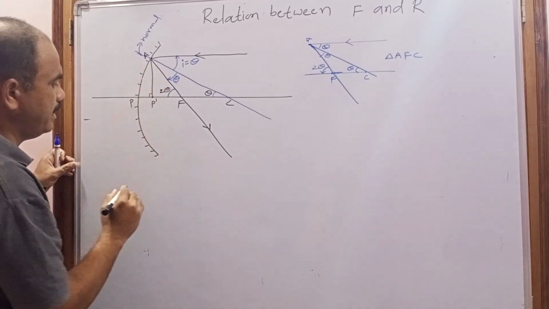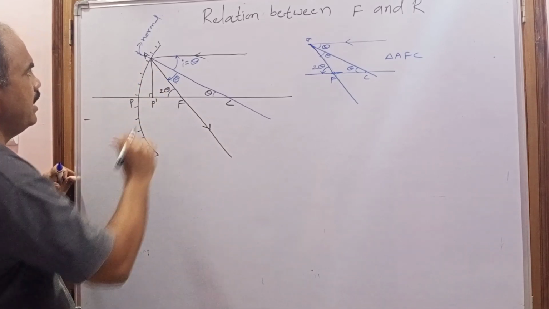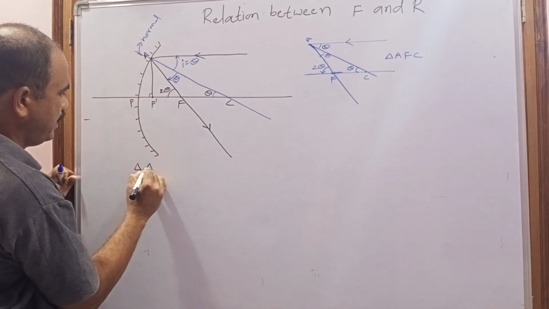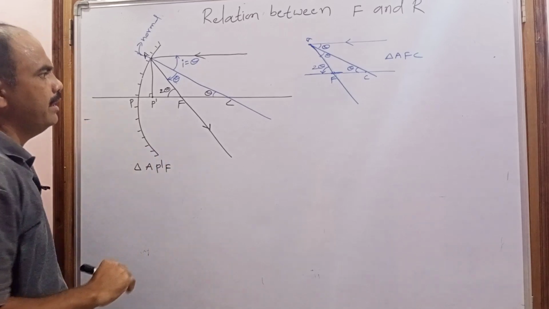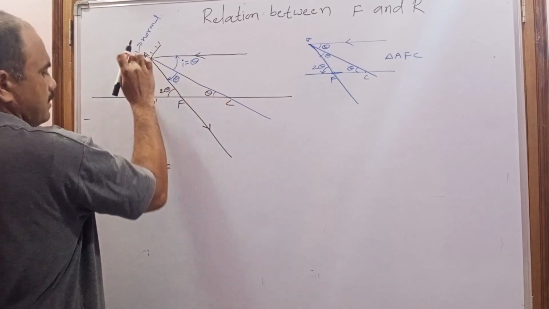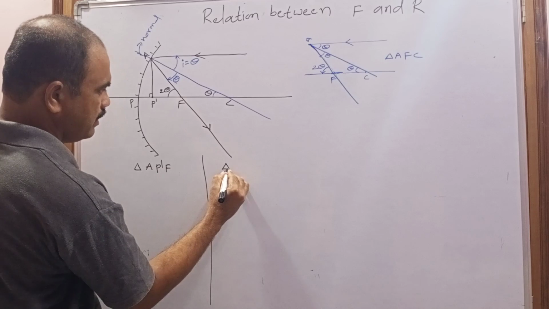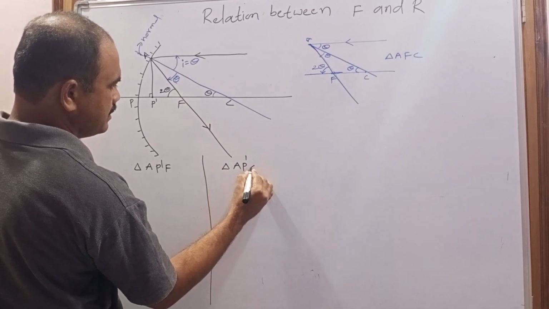So how many right angle triangles are there? The first triangle is A P dash F. This is the first right angle triangle. And now come to the second one. The next triangle is the triangle A P dash C.